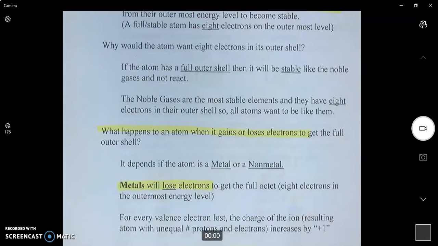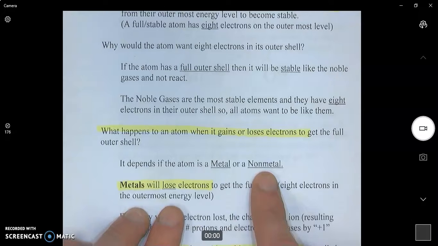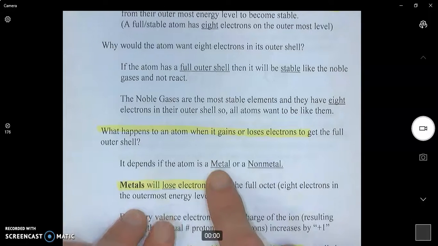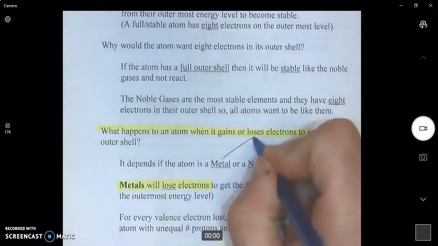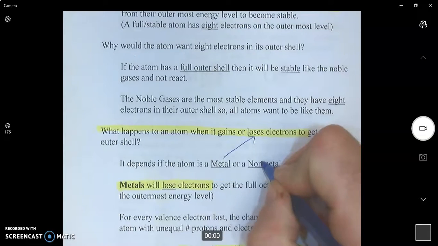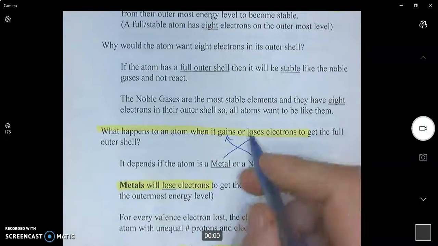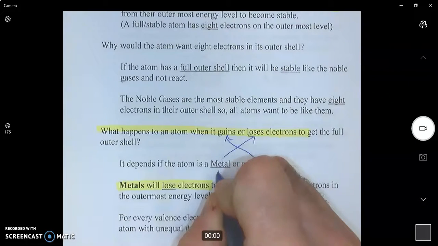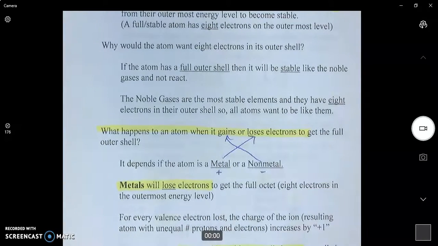How each element will ionize depends very heavily on whether it is a metal or a nonmetal. Metals will always lose electrons, and nonmetals will always gain electrons. That means that metals are always going to be positively charged, and nonmetals are always going to be negatively charged.